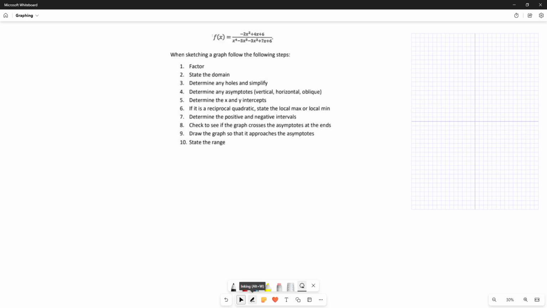Hi guys, today I'll be showing you how to graph a function with a horizontal asymptote using the following 10 steps shown here. So I'll begin, we'll factor the top, so minus 2x squared plus 4x plus 6. After we factor it using the rules, we get minus 2x plus 1 and x minus 3.